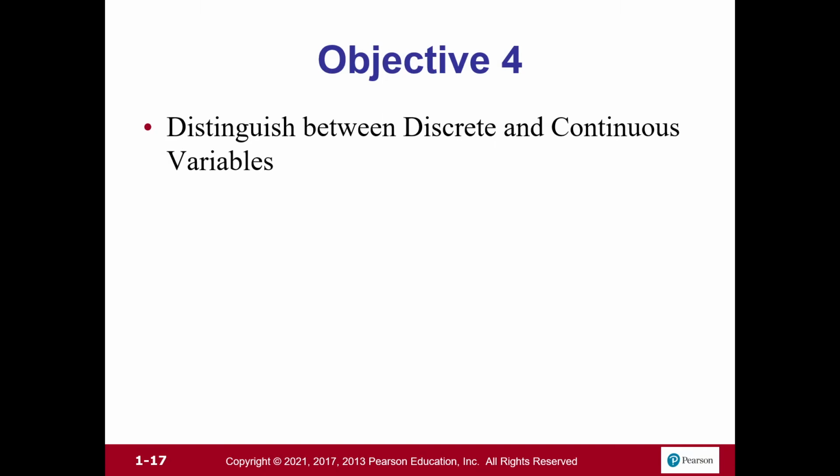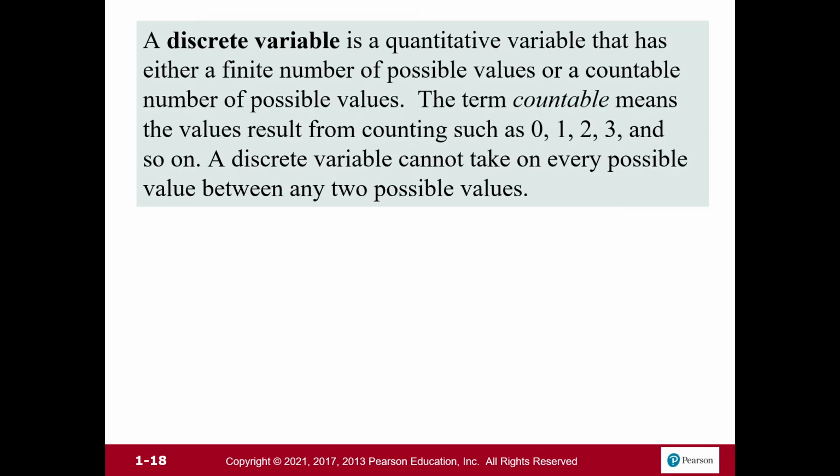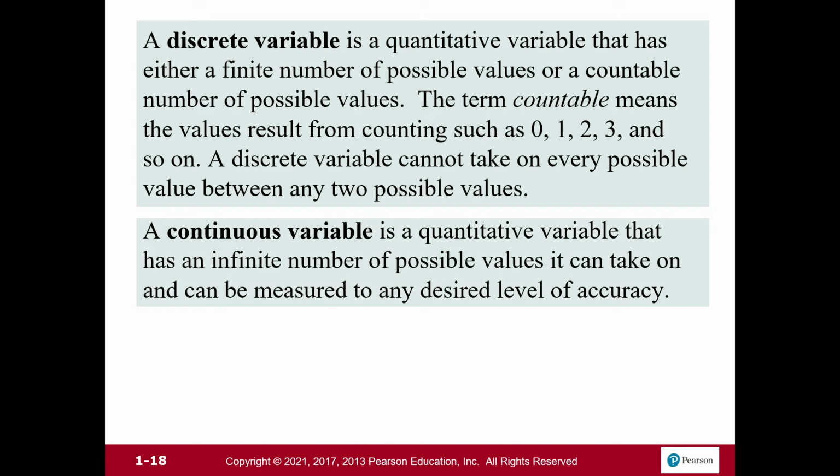Distinguish between discrete and continuous variables. So here's discrete. They're countable numbers starting from 0. We've got 1, 2, 3, so on and so forth, all the way up. A discrete variable cannot take on every possible value between any two possible values. A continuous variable is a quantitative variable that has an infinite number of possible values. It can take on and can be measured to any desired level of accuracy.